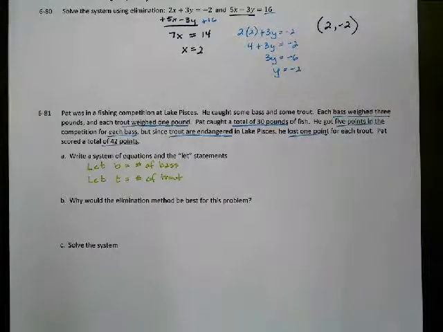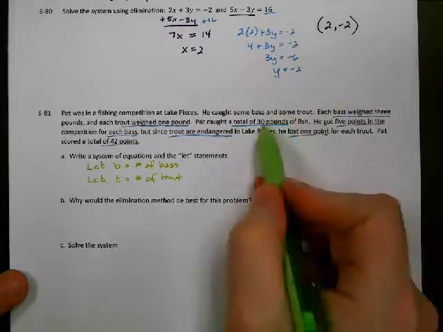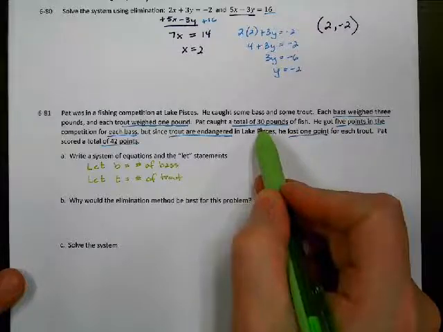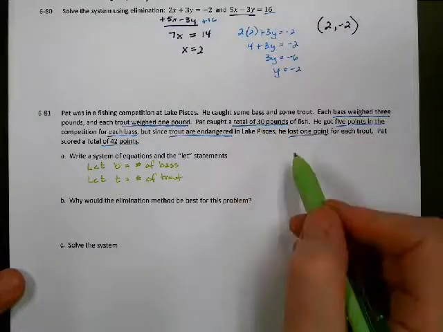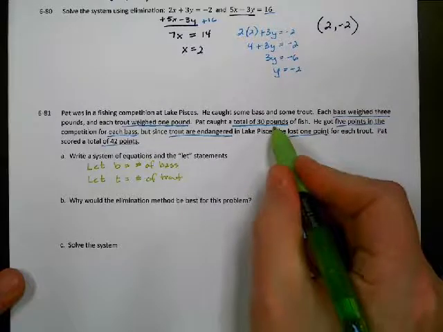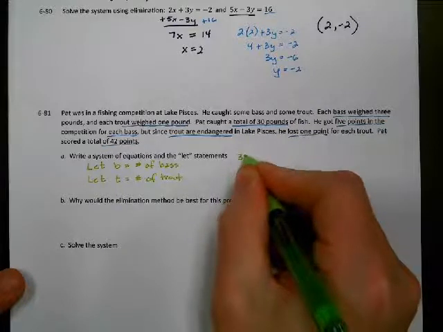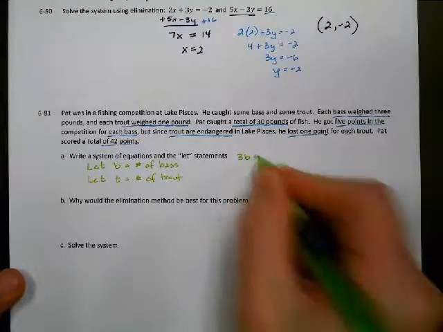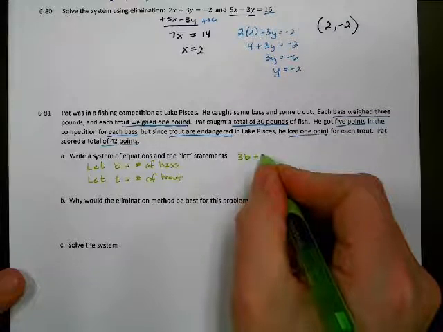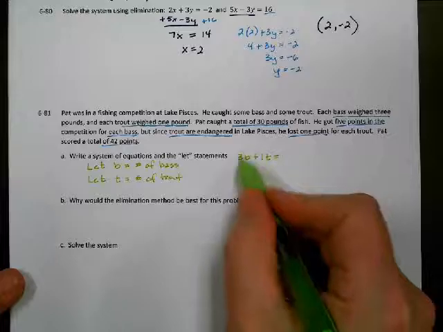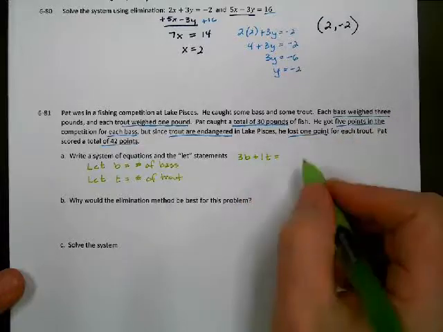Sweet. We want a system, so we need 2 equations. Now, in this problem, I have 2 totals. One is the total for the pounds of fish. So let us go ahead and write one of our equations to equal the total pounds. Now, I know that the bass weighs 3 pounds. So 3 pounds for each bass, plus 1 pound for each trout. That's going to equal 30 pounds of fish.